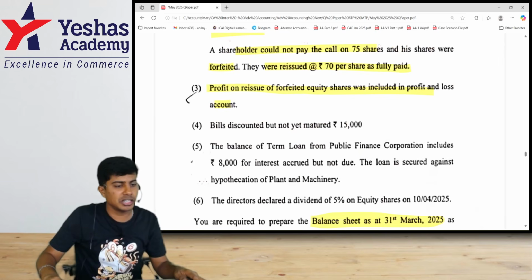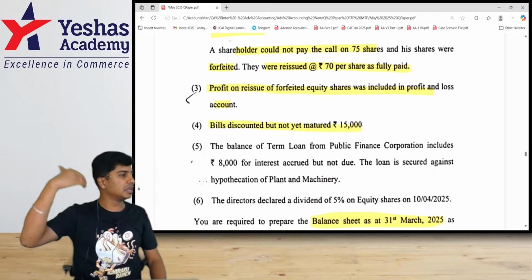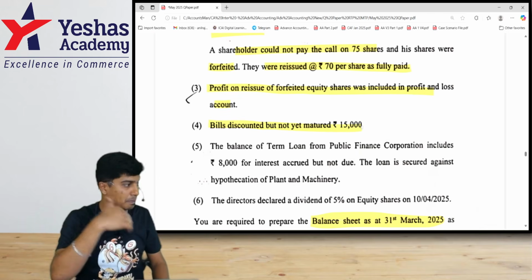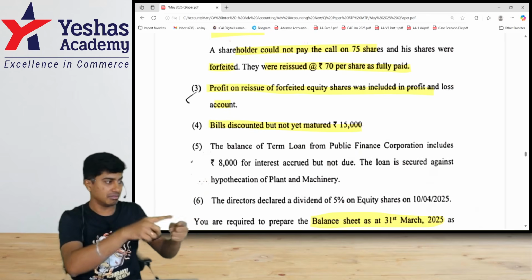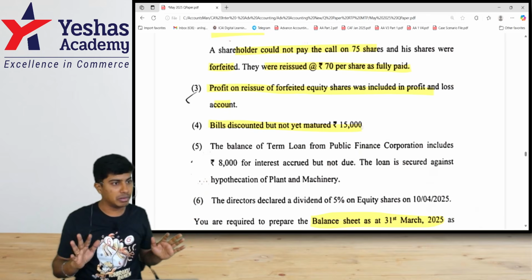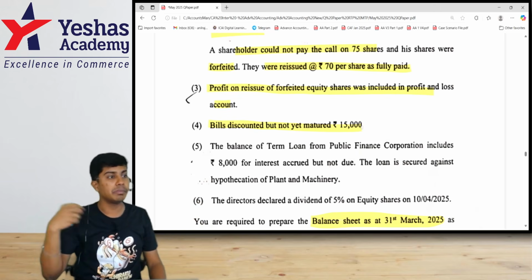Bill discounted but not yet matured, 15,000. This is only for the purpose of disclosure. Contingent liability. I have discounted this bill with the banker. Banker has given me money. If my customer pays the money when the banker asks him on the maturity date, I have no liability. But if my customer dishonors the bill, the banker will collect the money back from me.